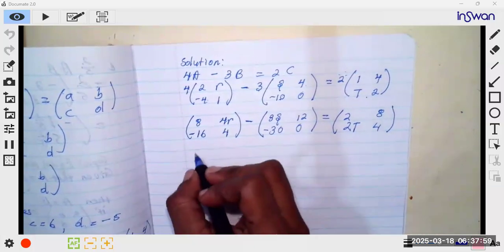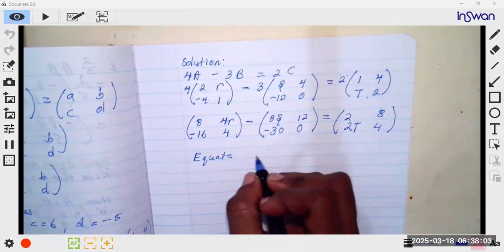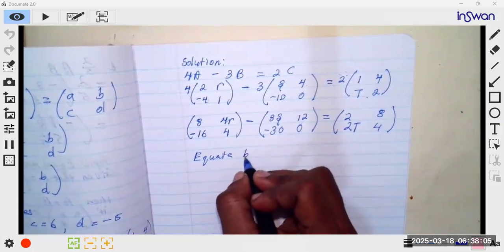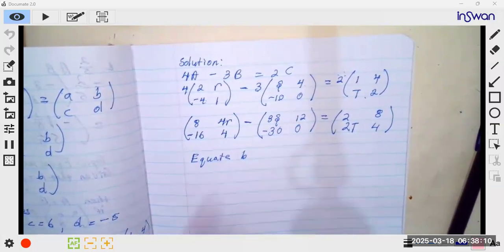And here is where we equate both sides. Well, before we can equate both sides, let's bring this down further.